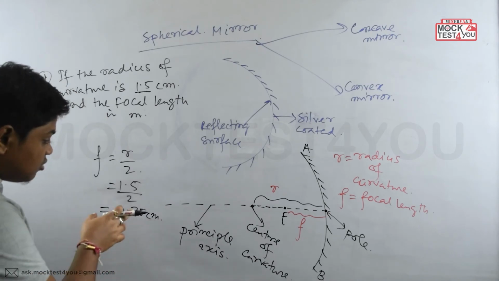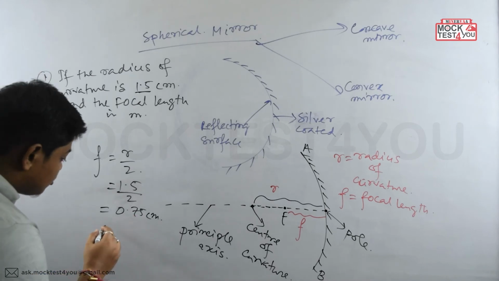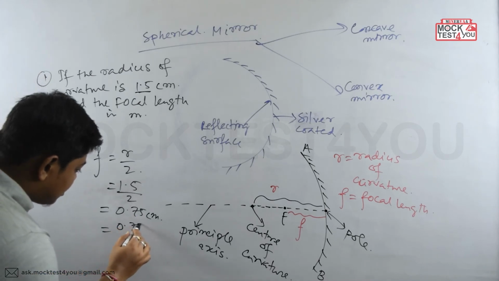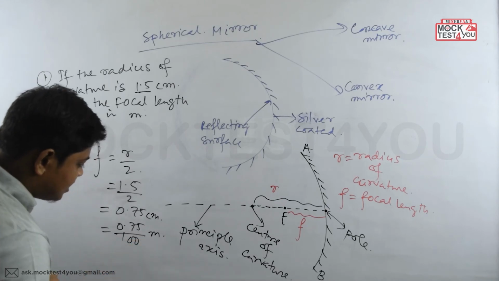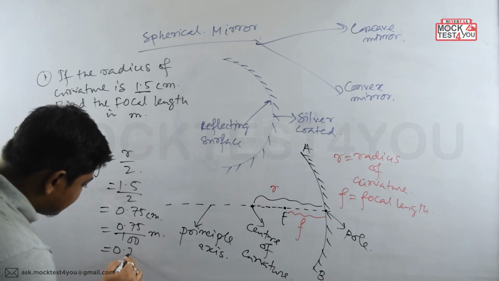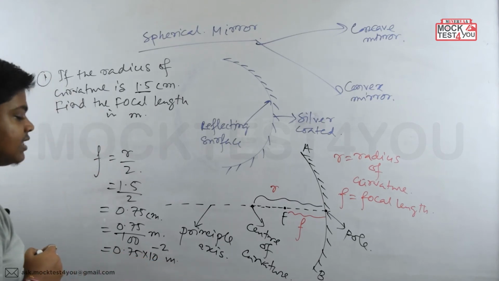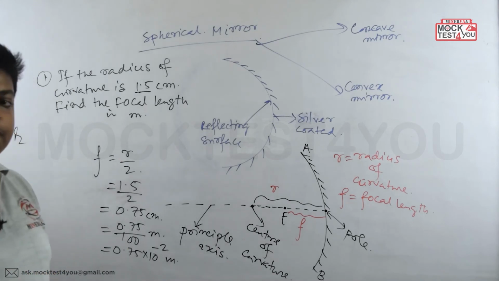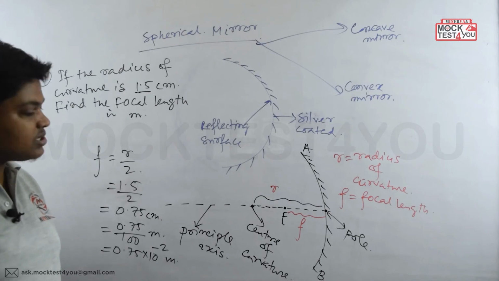But you have to convert that focal length from centimeter to meter. So what you have to do? You have to just divide that one by 100. So it is now converted to meter. So you can write it down as 0.75 into 10 to the power of minus 2 meter. So in this way it can be converted. This is one of the simplest questions that is asked.